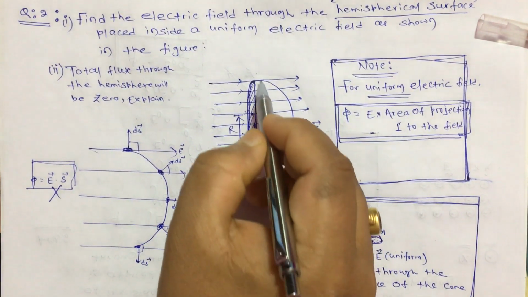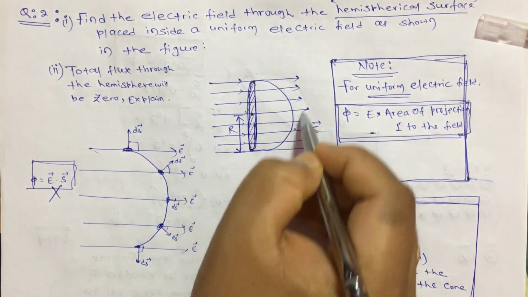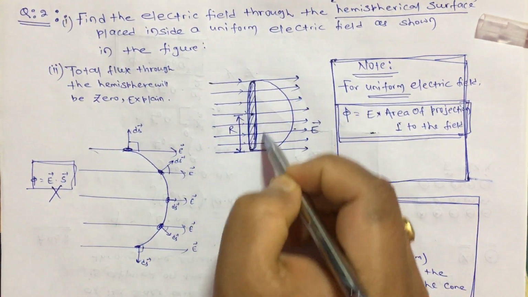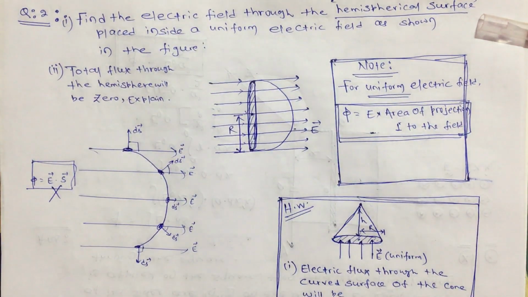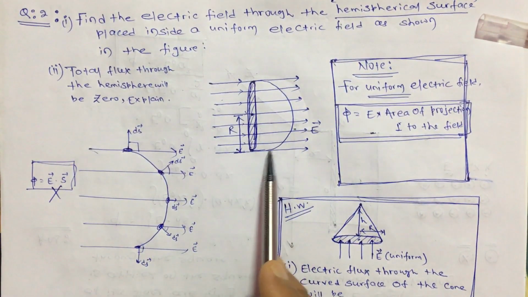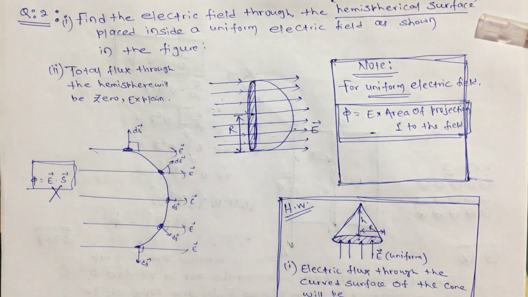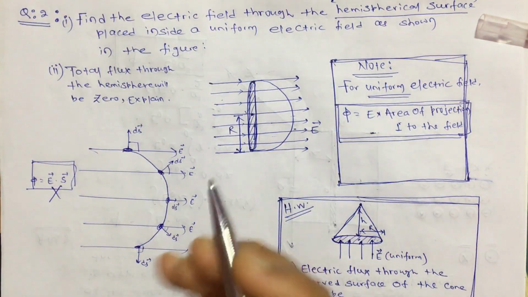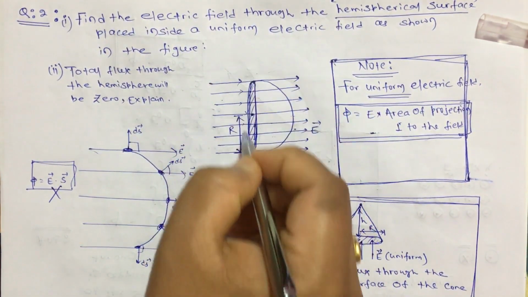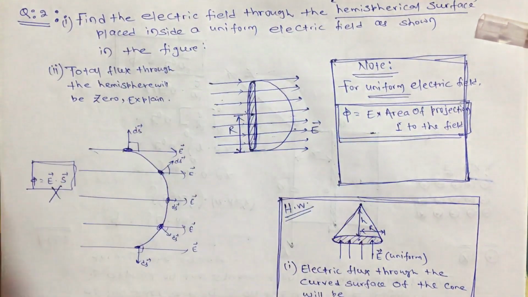See, why calculate the electric flux through this surface? Why not calculate the electric flux through this surface? Because whatever flux is entering here, the same flux is coming out from here. Yes or no? Because if they are entering, they have to come out. So, why calculate the electric flux through this? Why not calculate how much electric flux is entering through this plane surface? What will be useful there?